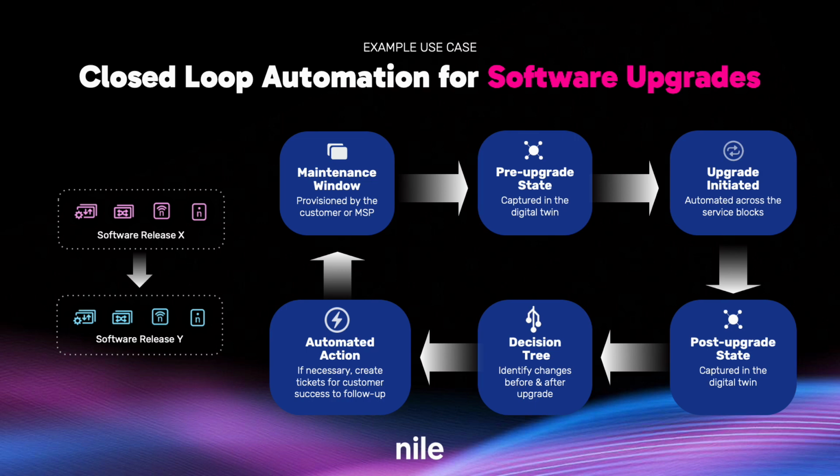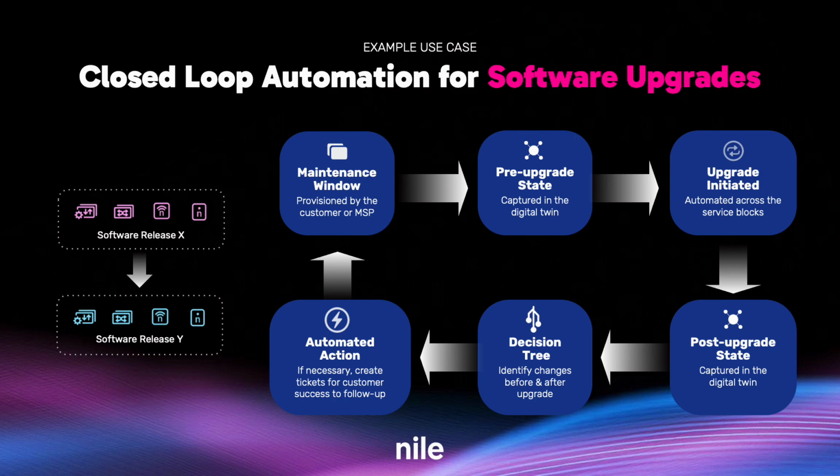The way we go about conducting upgrades is, the first thing is to take a snapshot of what the pre-upgrade state looks like. That state is captured in the digital twin in the cloud. And the software upgrade is then initiated automatically. There is no human intervention involved. And once the upgrade is complete, the soft bot is going to take a post-upgrade snapshot and store that as well in the digital twin.